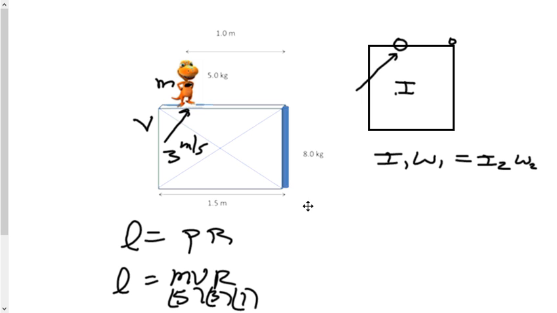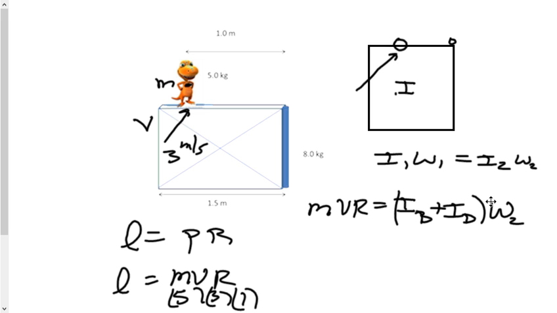So we're going to have mvr equal to I of Buddy plus I of the door, multiplied by omega 2. So how do we get the I values? This would be I of Buddy, and this would be I of the door.